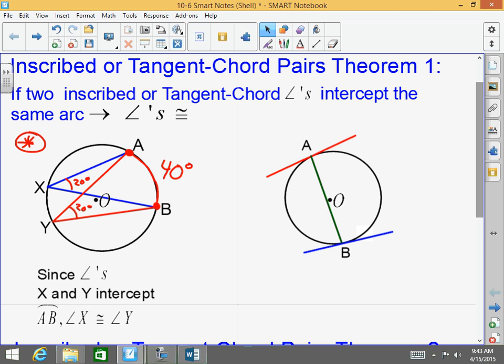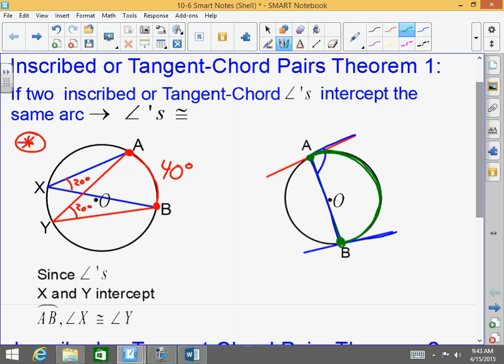Now it's identical to the tangent chord because if you remember, tangent chord is the same formula as an inscribed angle. In this particular case, look at angle A here and angle B. Doesn't this angle intercept this arc right here, from this point to this point? Doesn't that intercept that whole arc AB?